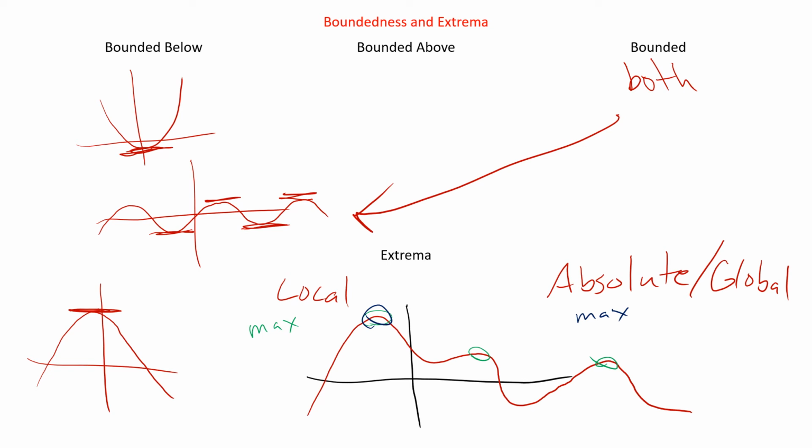And then minima, same thing. For local, it's all these little bottom points. And so that's going to be the local there. And then the absolute minimum, there isn't one because it keeps going off in the negative direction. So in this case, we do not have an absolute minimum.